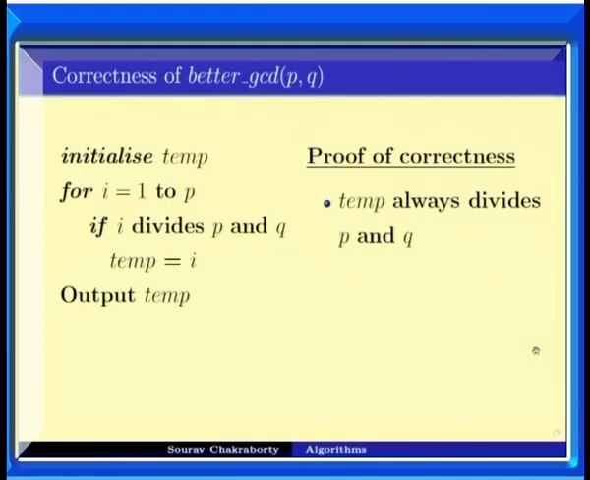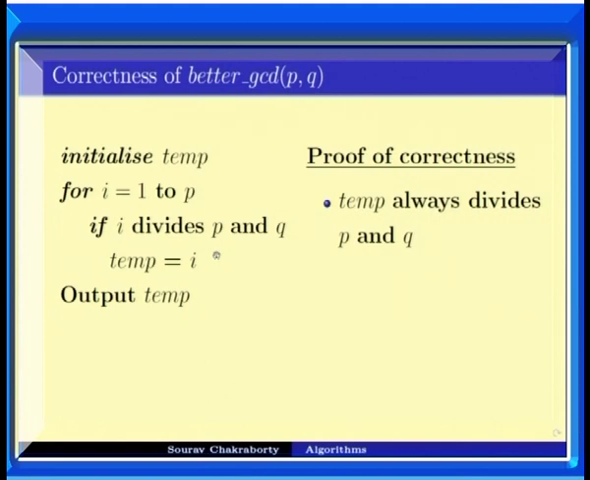Now, let us go to the correctness of this algorithm. Again, the correctness is almost obvious. Note that since temp always divides p and q, whatever temp we finally output was updated to i if and only if i divided both p and q.